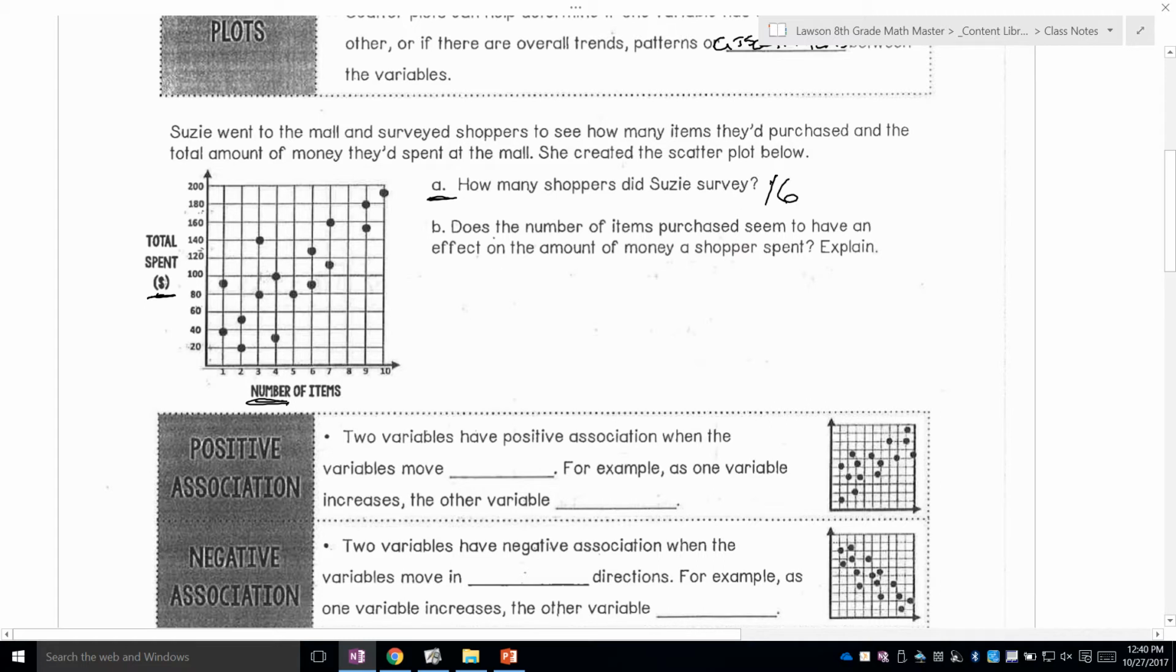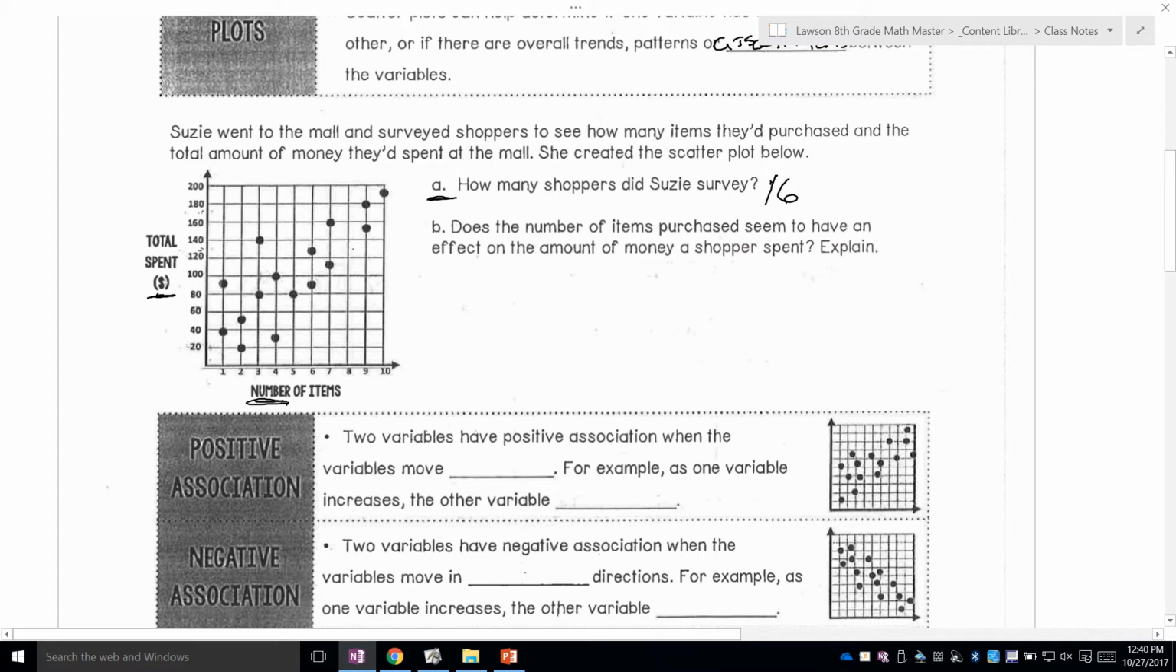Okay. B, does the number of items purchased seem to have an effect on the amount of money a shopper spent? Okay, so if we're looking, they buy one item, maybe $40, another item that was more expensive, it looks like it's going to cost about $90. And if you look, the more items that these shoppers are buying, the price is going up.